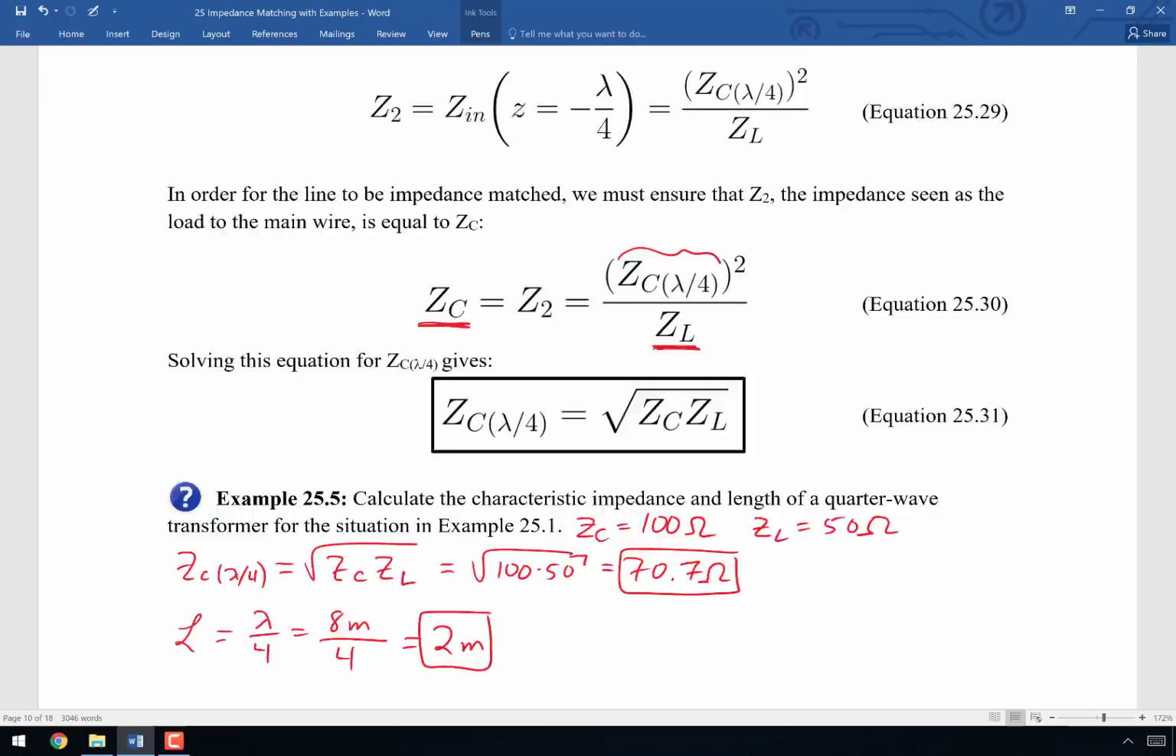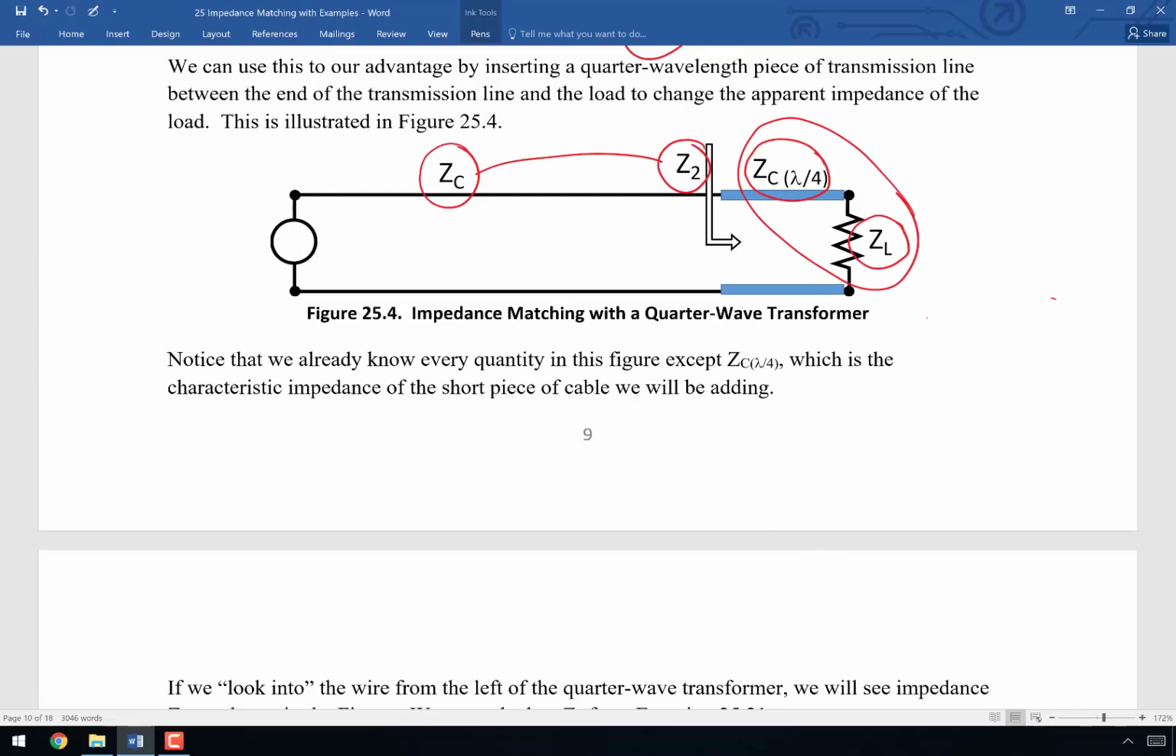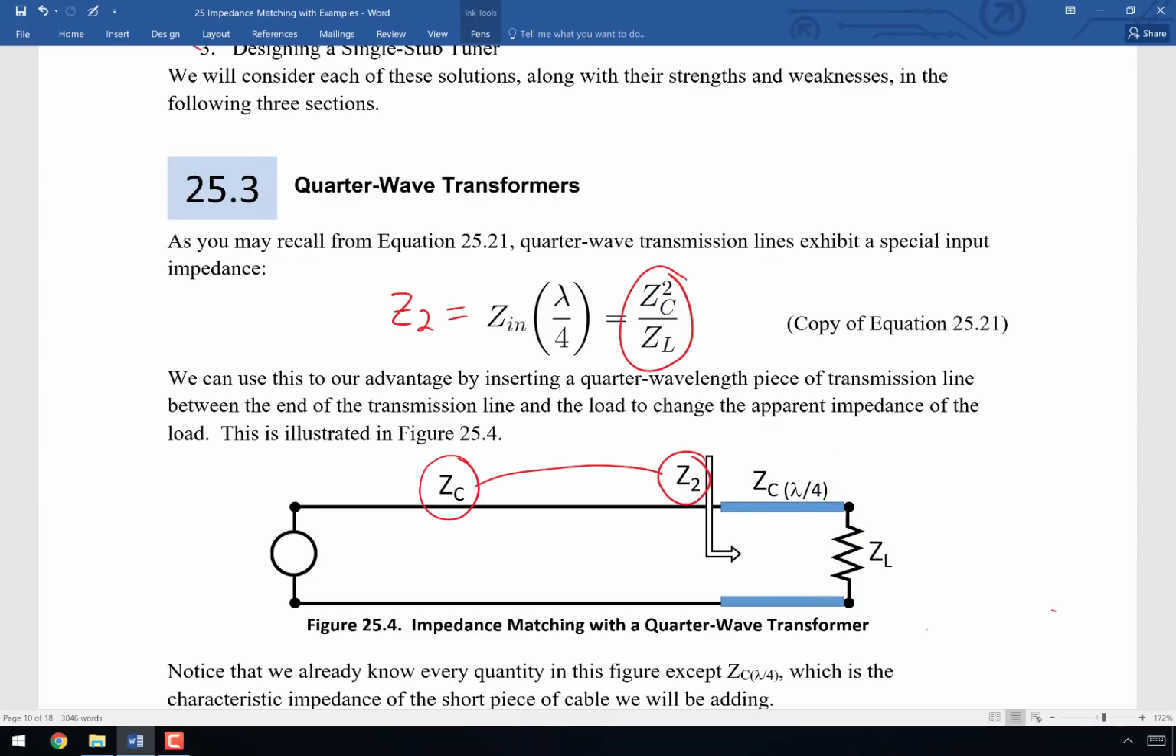Let me just go back up to the figure and remind you that basically what we're doing, I'm going to erase the marks that I made before, is taking the combination of these two, using this equation right here, and setting them equal to the characteristic impedance of the line.